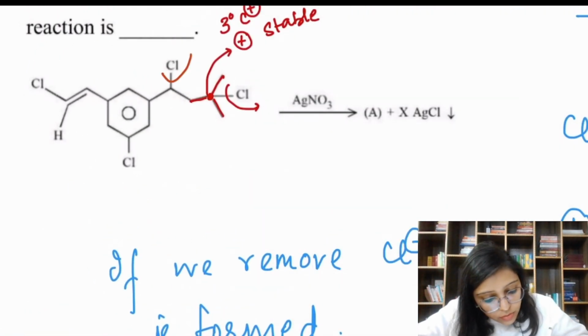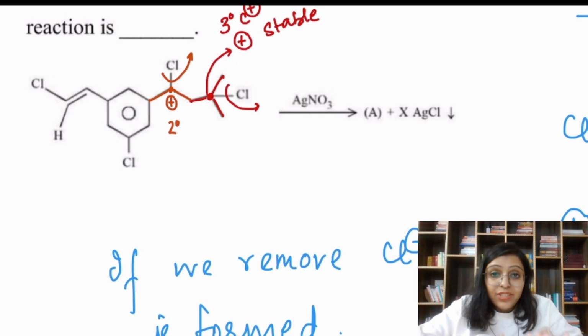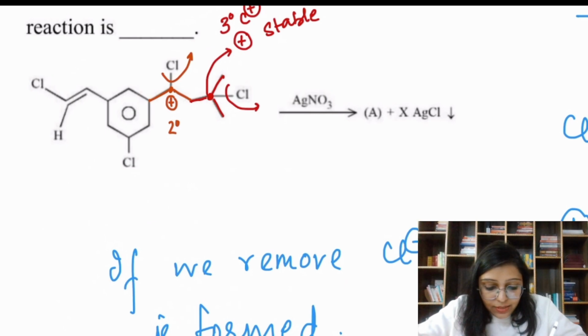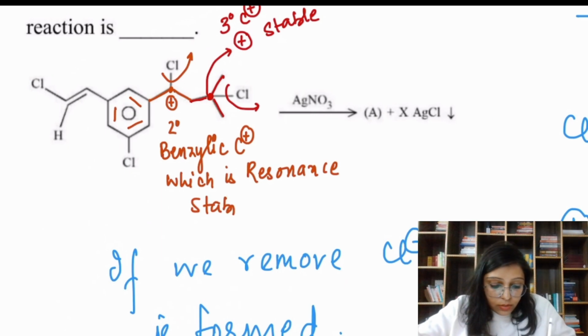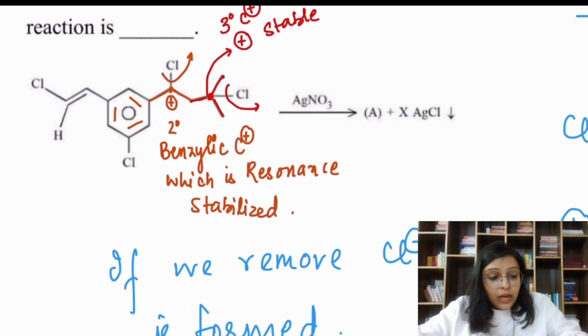If I remove this one, we get a carbocation on this, which is 2 degree, because now it is bonded to 2 carbons. But if you see this properly, here we have resonance, right? In the benzene we have resonance. So this is called a benzylic carbocation, which is resonance stabilized. So here it can form easily. Now let's check the next one.